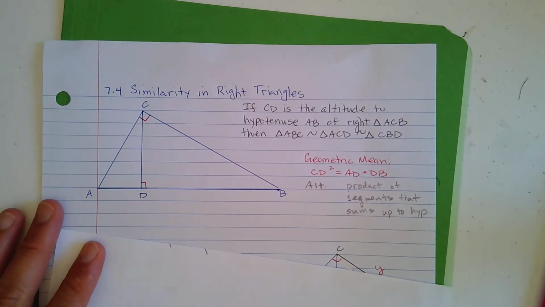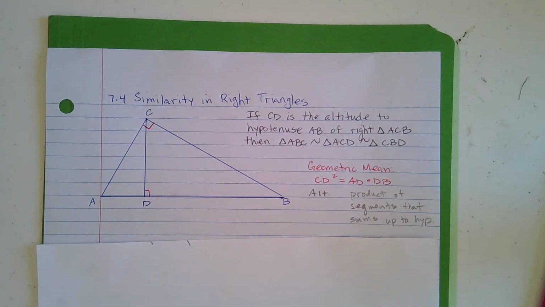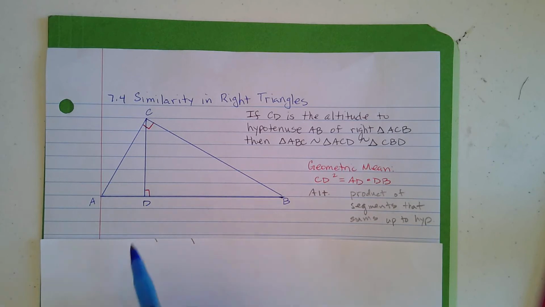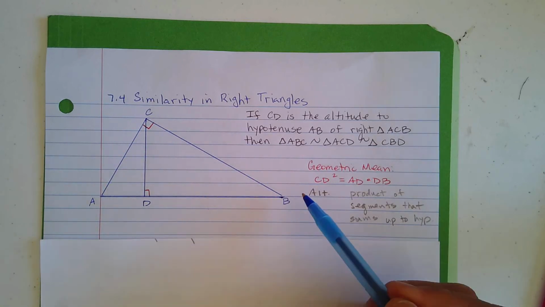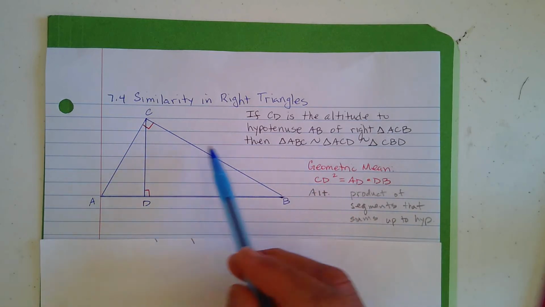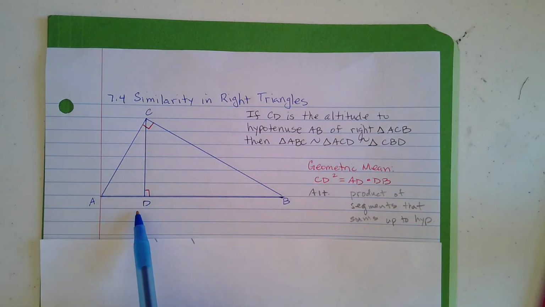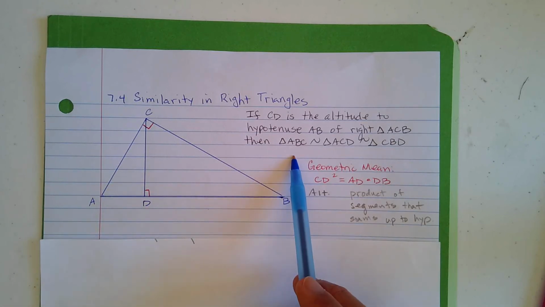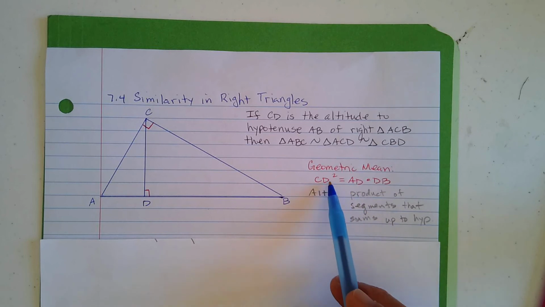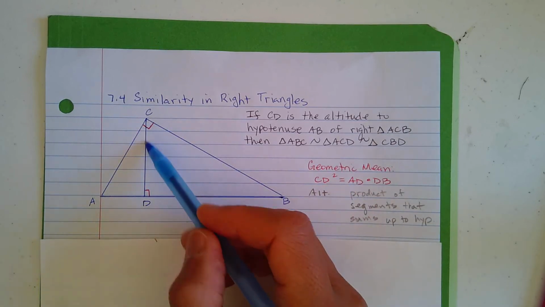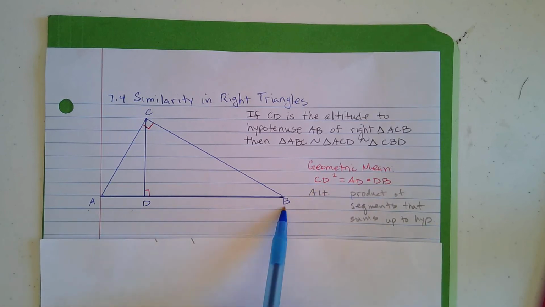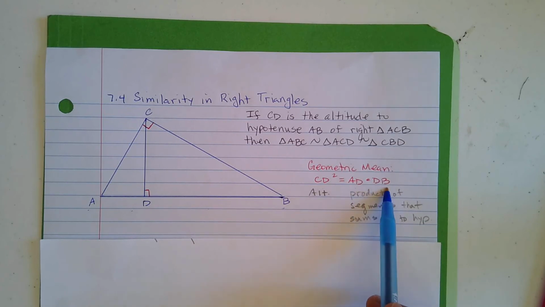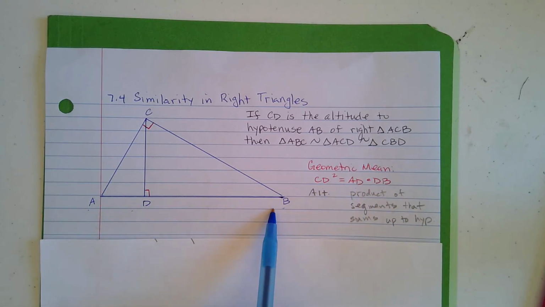Example 3, let's discuss again the similarity in right triangles. We have a similar picture. We have triangle ACB, and if CD is the altitude to the hypotenuse AB, we know that these triangles are going to be similar. So the geometric mean is the altitude squared. So CD squared equals AD times DB. Remember, if you add these two segments, it creates the hypotenuse AB.